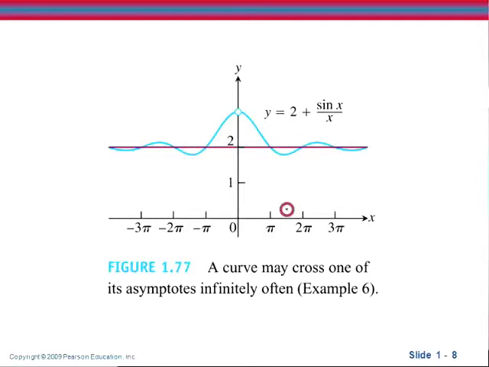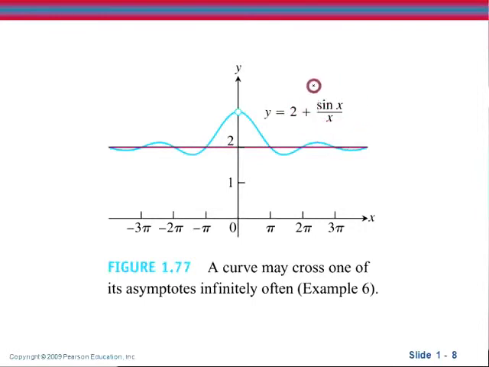Here's another example of a graph with a horizontal asymptote. The one thing to notice about this is that this curve actually crosses the horizontal asymptote, and it will cross it an infinite number of times, and that's okay. Your graph can cross a horizontal asymptote, but the horizontal asymptote here is 2. Now let's think about why it's 2. Obviously the limit as x approaches infinity of 2 is 2.